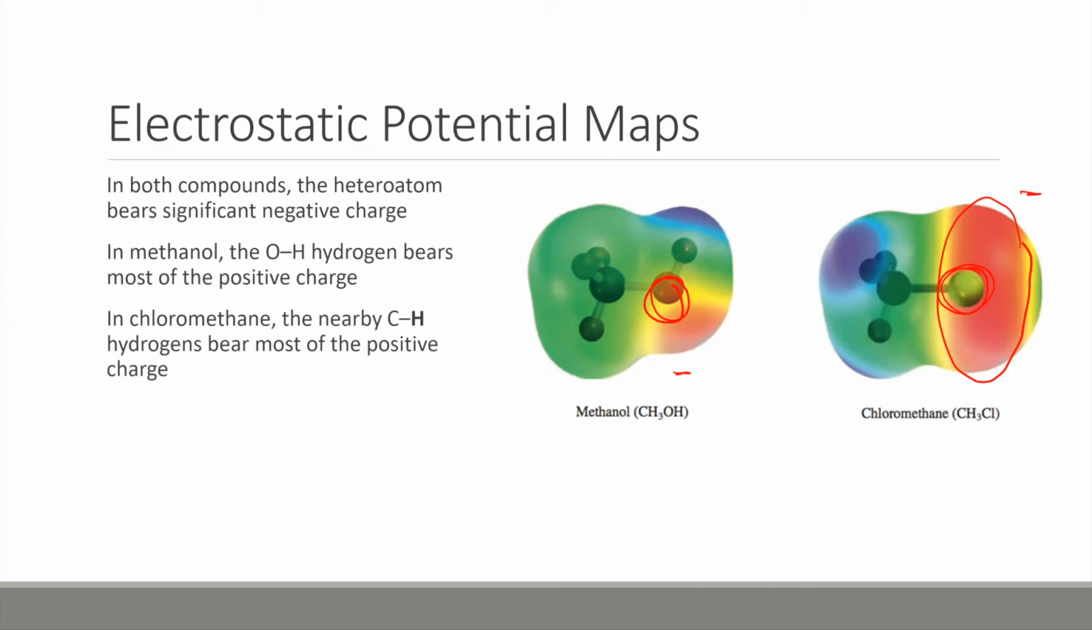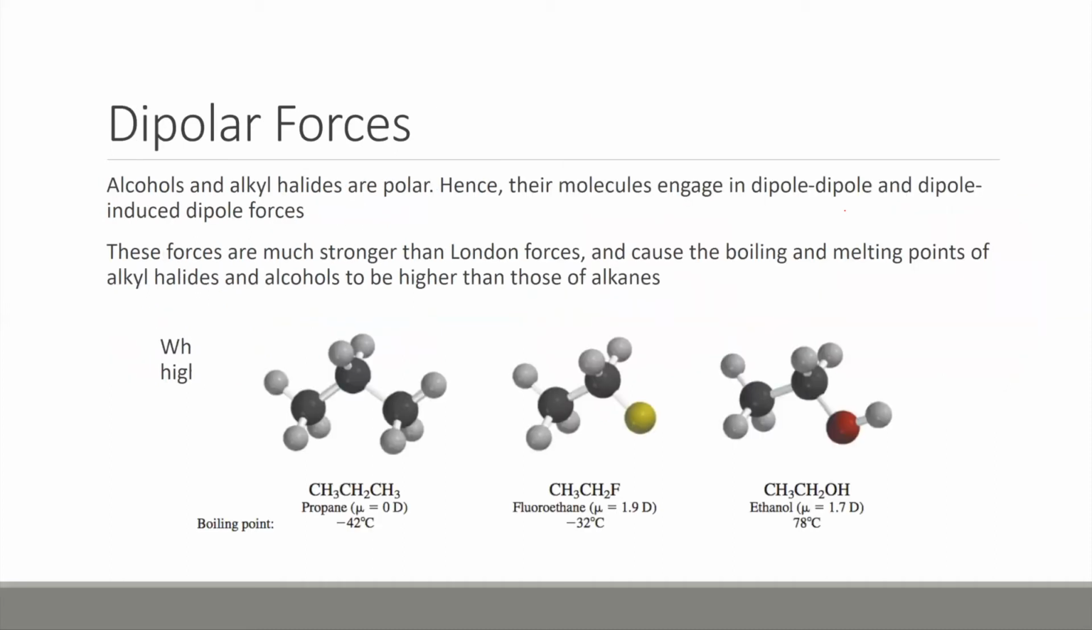And of course, on the hydrogen of an alcohol, there's a partial positive. And in chloromethane, the hydrogens on the carbon are what have the partial positive. So because these molecules are polar, because alcohols and alkyl halides are polar, they can engage in a type of bonding called dipole-dipole interactions or dipole-induced dipole forces.